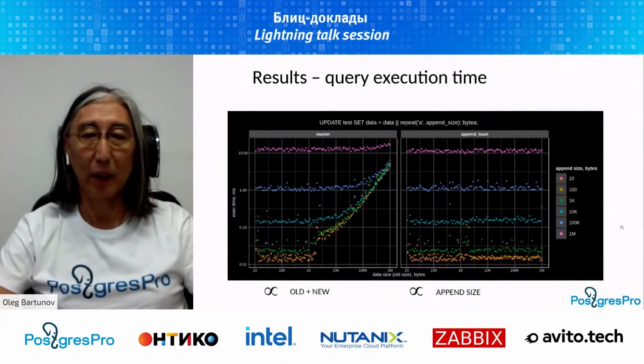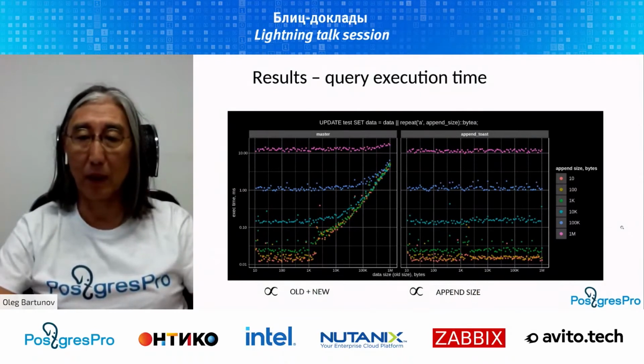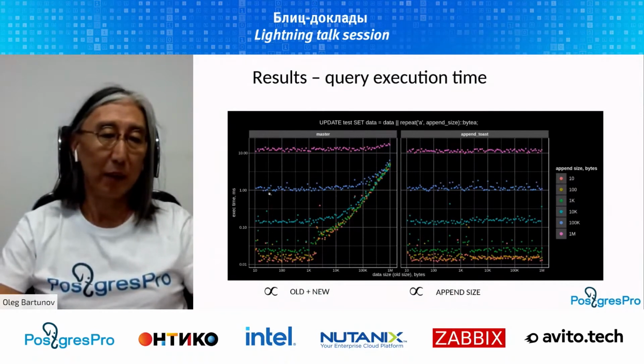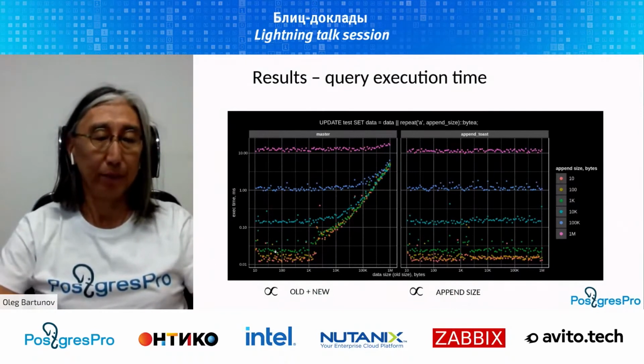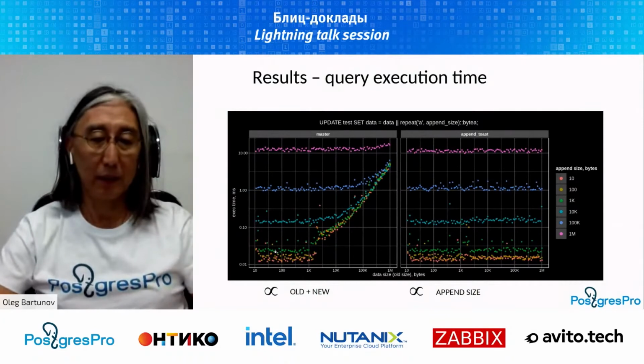I think it's a really good example, and we have come up with a more detailed example. We took a table with 100 records of different lengths, and we appended from 10 bytes to 1 megabyte. So on the left-hand side, we have master, we see the query time is proportional to the length of the old record and the new record.